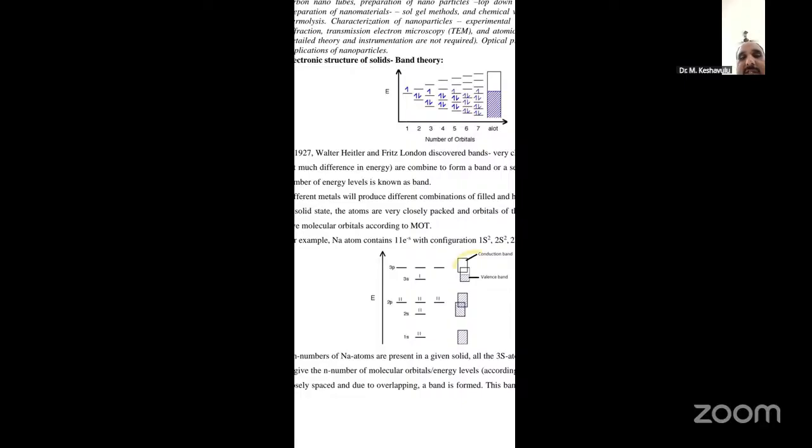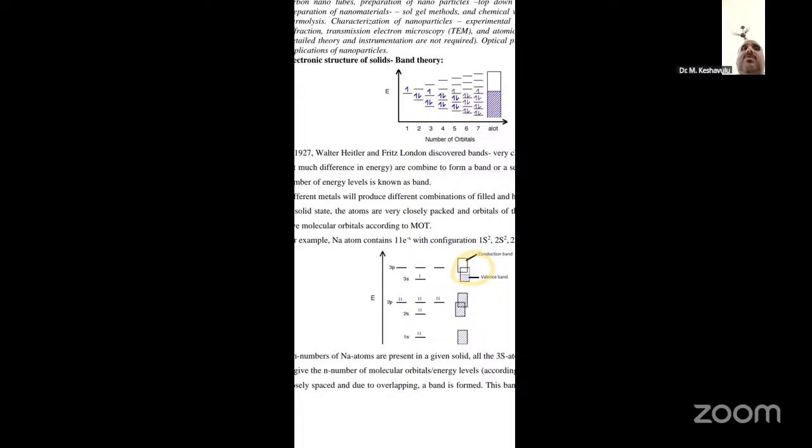You may observe this one. This is the overlapping of the conduction band and the valence band. Once the conduction band and valence band overlap, the promotion of an electron from 3s1 to 3p is very easy. As the electrons are promoted from the valence band to the conduction band, that will give conductivity.